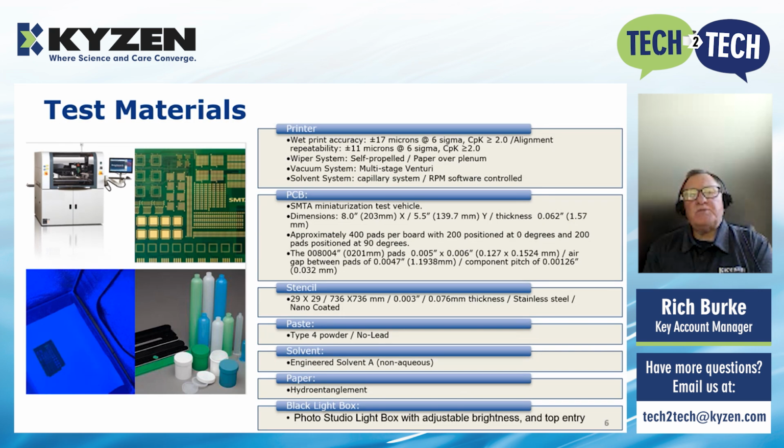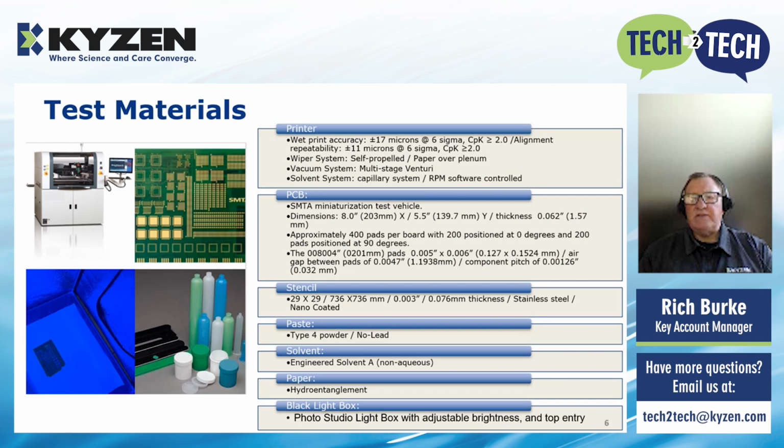In terms of materials, I won't go into everything on this slide. There's a lot on here, obviously, but key points here are the testing was done with an industry-recognized, automated screen printer, used an SMTA test vehicle. Stencil was a nano-coated stencil, a Type 4 solder paste, no lead. We did apply a UV tracer to the solder paste so that we were able to see that under black light condition. So that actually was part of the inspection process in the first phase of the testing.